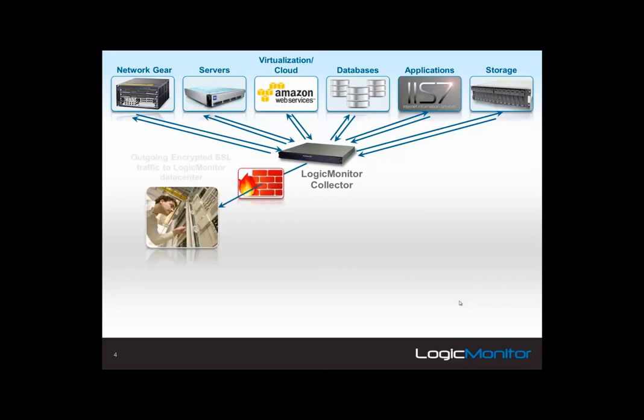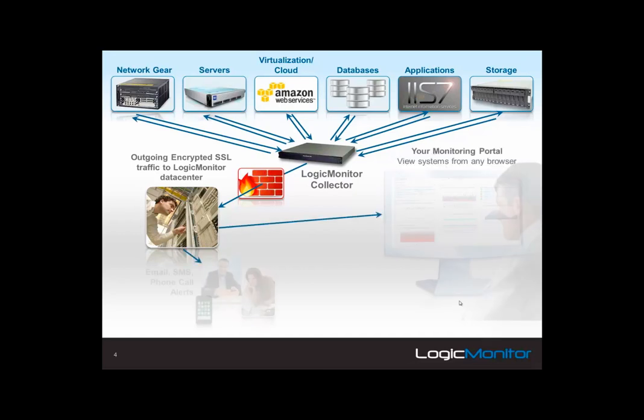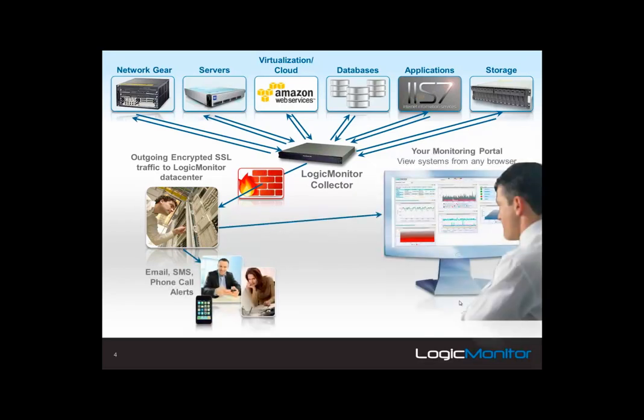All the data is encrypted. It's collected on the collector and then posted out through an encrypted SSL channel to the LogicMonitor data center. So typically no firewall changes are needed. Once it's in the LogicMonitor data center, it's stored, it's trended, it's available for displaying dashboards and long-term graphs, and it's assessed against any alert thresholds. And then the alerts are sent out from the LogicMonitor data center.